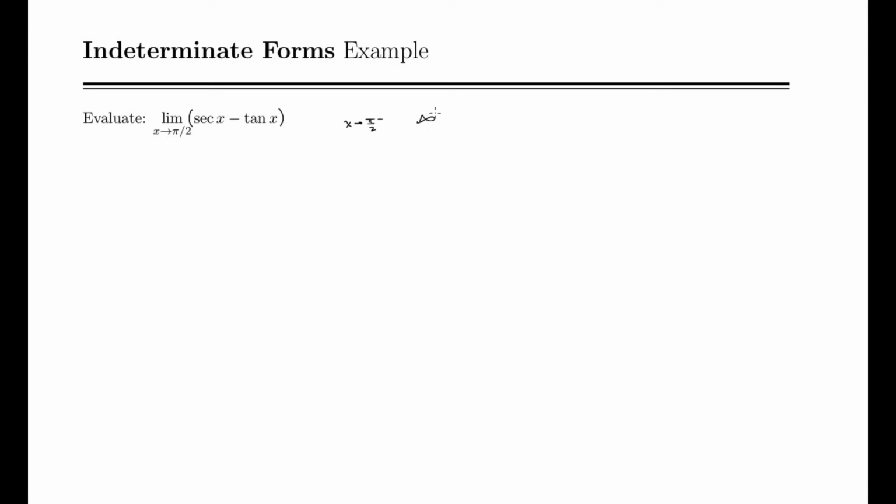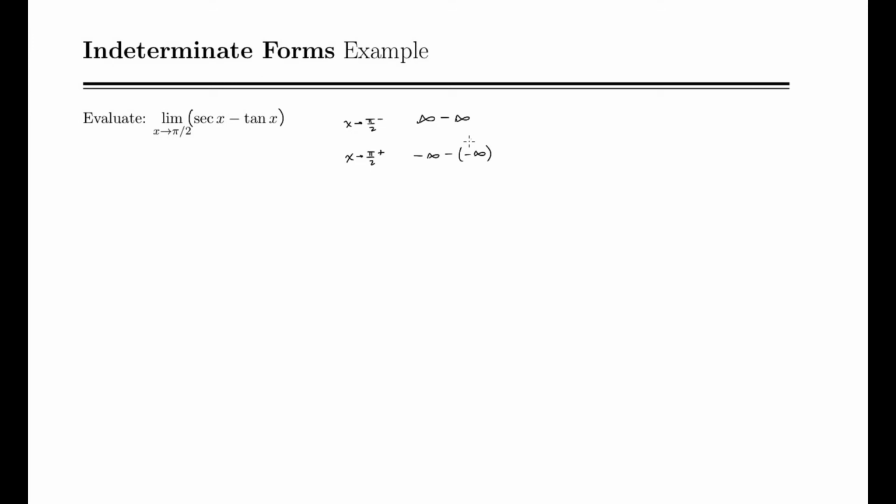So this is infinity, and then minus, and then the tangent of pi over 2 also approaches infinity. So that's infinity minus infinity. And as x approaches pi over 2 from the right, then secant approaches negative infinity, minus, and then tangent of pi over 2 from the right is negative infinity. So it's negative infinity plus infinity. So they're both of the form infinity minus infinity.